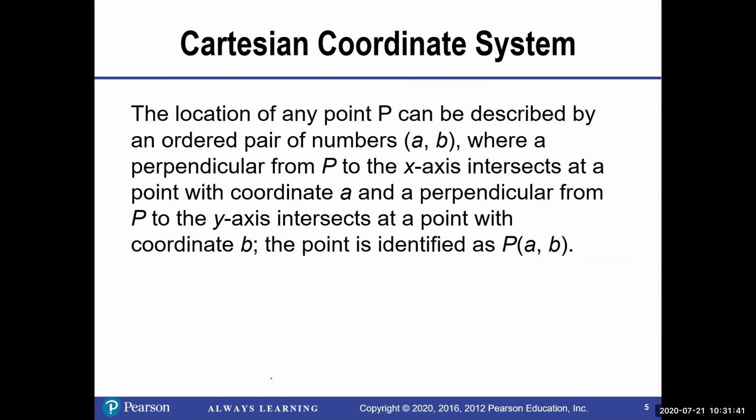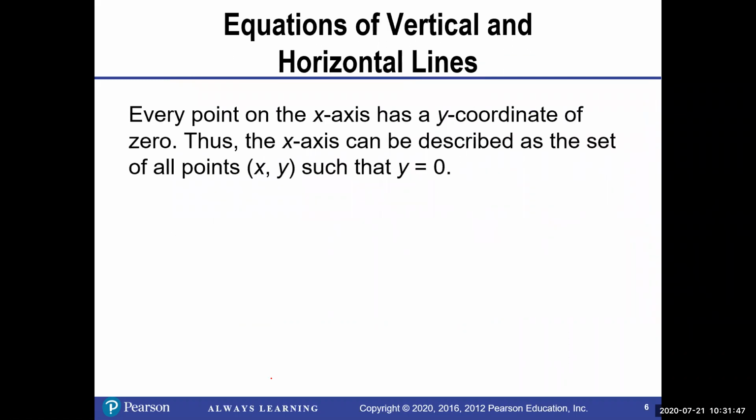We know how to do that, and that is what I took you through a while ago. Now every point on the x-axis has a y coordinate of 0. Every point on the y-axis has an x coordinate of 0. So the x-axis has equation y equal to 0. We're going to look at what we call the x-intercept and the y-intercept. On the x-intercept, where the line cuts the x-axis, y is equal to 0.